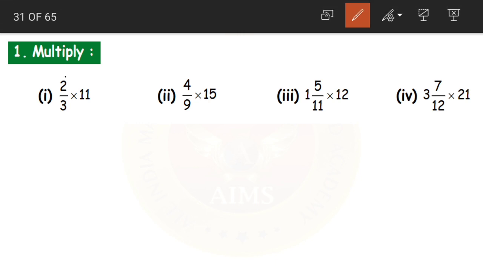Yes, first one is 2 by 3 into 11. As we know, how do we do it? 2 into 11, 22 by 3. If you want, as this is an improper fraction, we can further convert it into a mixed number. Yes, what will it be? 3 sevens are 21 plus 1 is the remainder. So 7 1 by 3 is our answer.